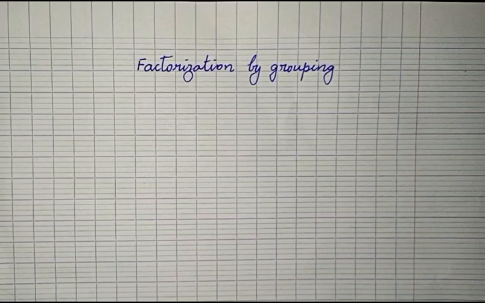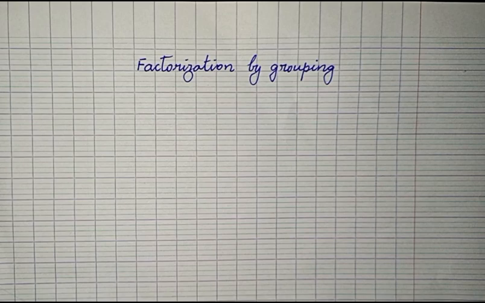Alright, let's talk about factorization by grouping. When we say factorization by grouping, what do we mean? An algebraic expression may be reorganized if the terms can be arranged in groups which have common compound factors. Usually, such expressions have four terms.